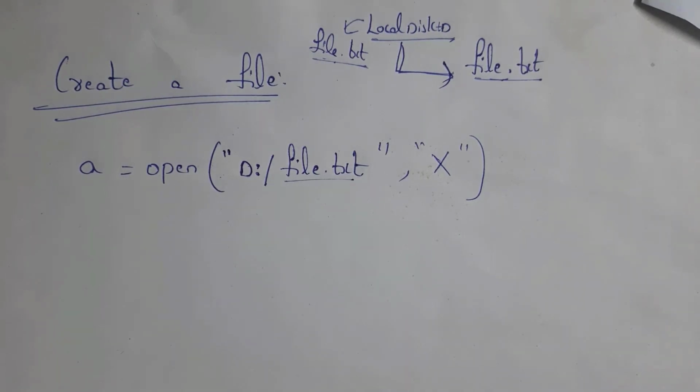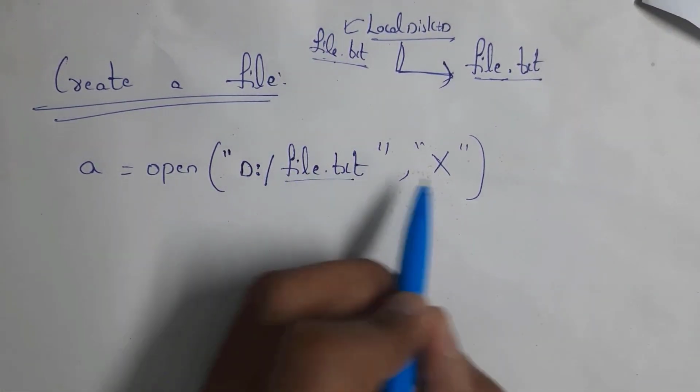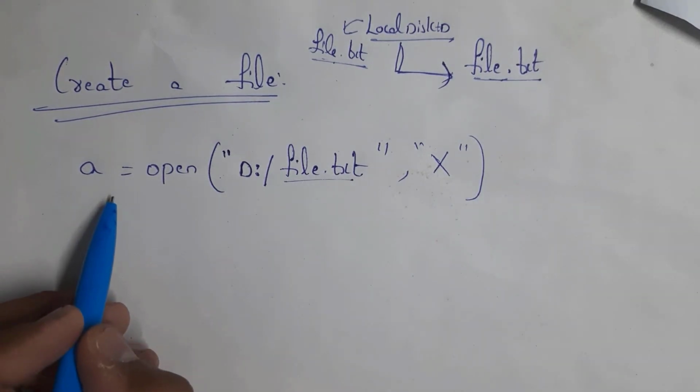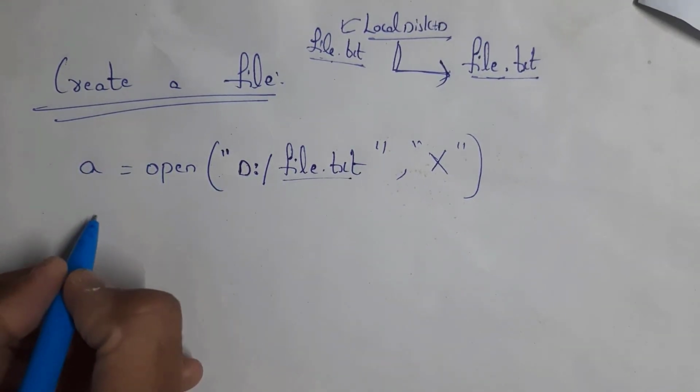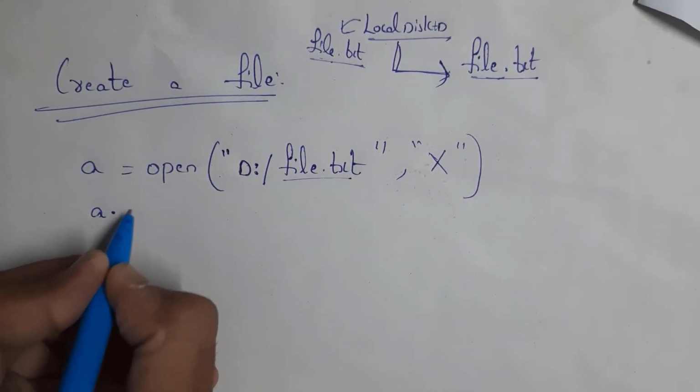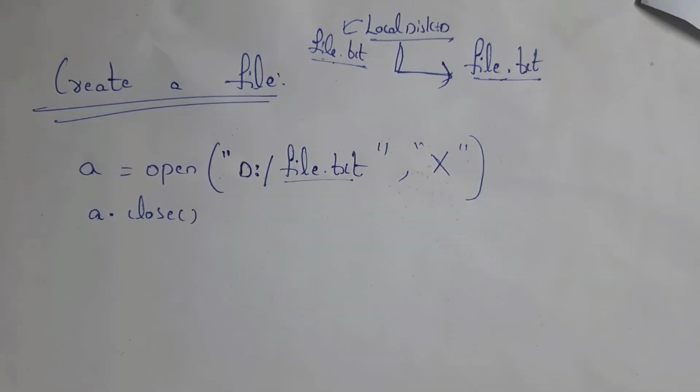This open function takes two parameters: file name and mode. After performing this operation, we need to close our file. By using the close method, we can close our file. My file is present in object a, so just write here a.close. It will close my file. This is the program in order to create a file.